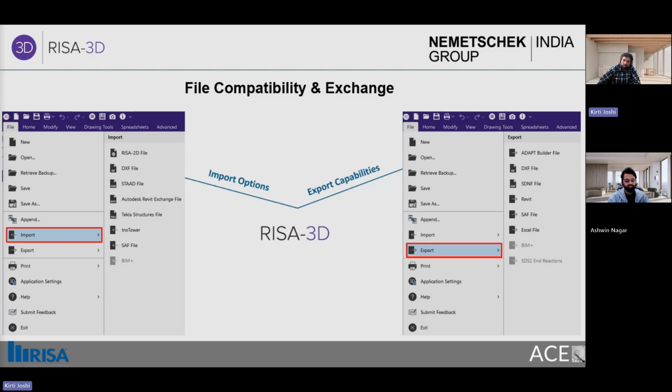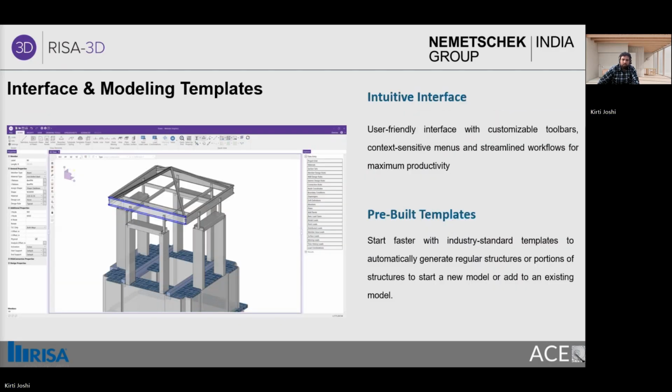Also, you can see the SAF file format, which is an open exchange file format that allows the exchange of data between structural analysis software, and it contains information such as the geometry and section forces. It is an initiative from the Nemetschek Group for the collaboration part.